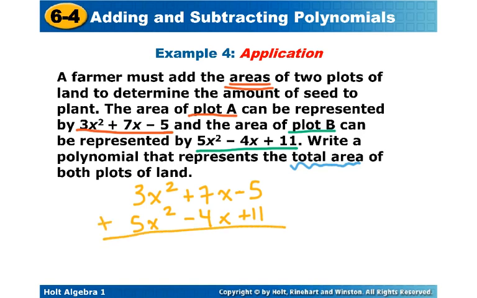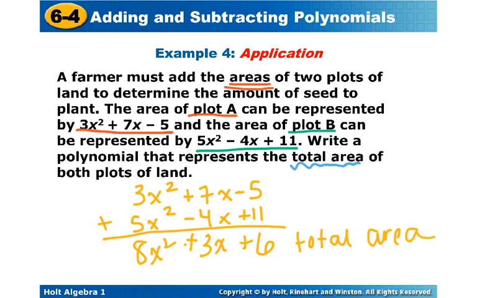Alright, adding straight down. Negative 5 plus 11 is positive 6. 7x minus 4x is positive 3x. 3x squared plus 5x squared is 8x squared. So this 8x squared plus 3x plus 6 is going to represent your total area. Simple enough? That's right.